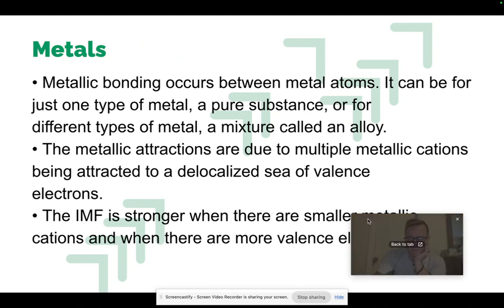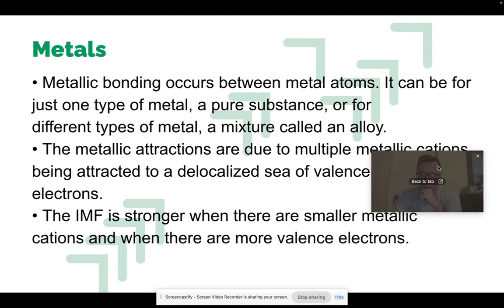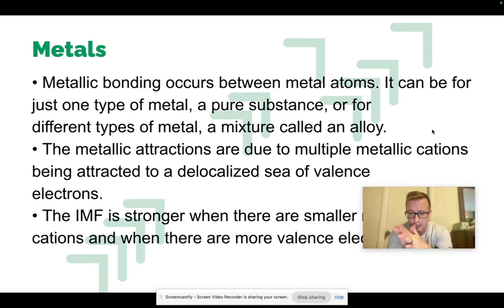Metals, second type of bond. Metallic bonding occurs between metal atoms. It can be just one type of metal, a pure substance, or a different type of metal, a mixture called an alloy. The metallic attractions are due to multiple metallic cations. A cation is a positively charged atom. It is attracted to a delocalized, which means everywhere, sea of valence electrons. So in metals, electrons just flow everywhere.